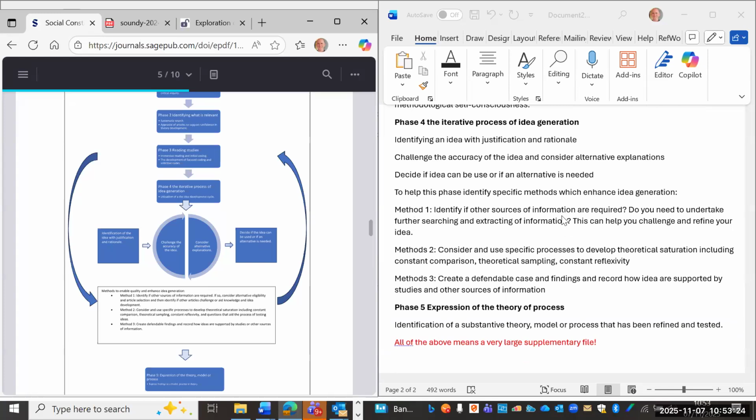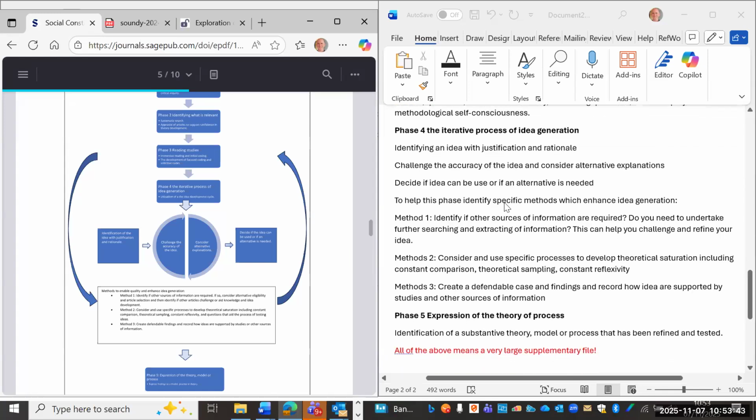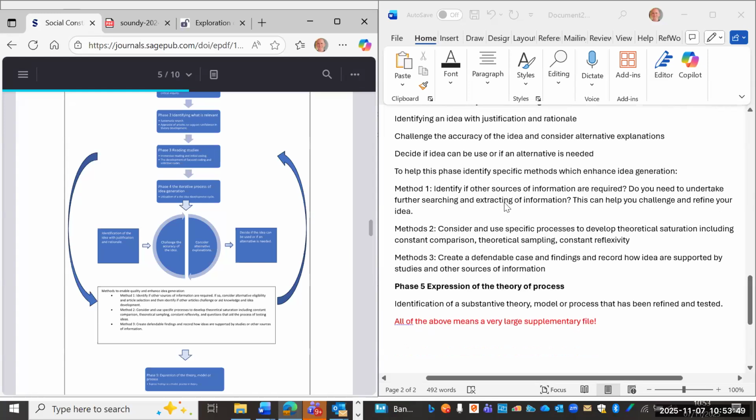So are there any other sources of information required? Do you need to undertake further search or extraction? Method two: can you consider specific processes like theoretical saturation, constant comparison, theoretical sampling, constant reflexivity? Again, these terms, like the terms up here, are very specific to the social constructivist grounded theory approach and help develop a good substantive theory.